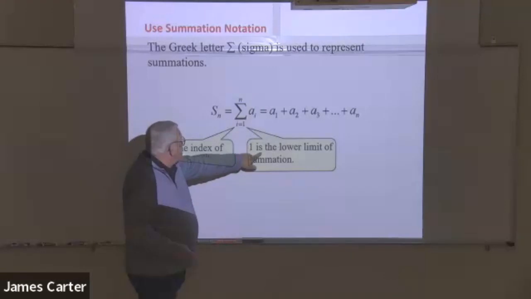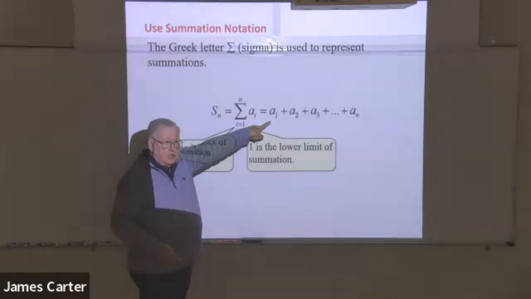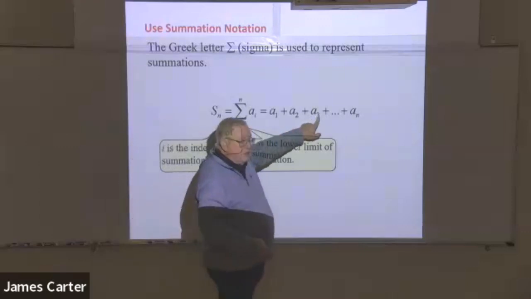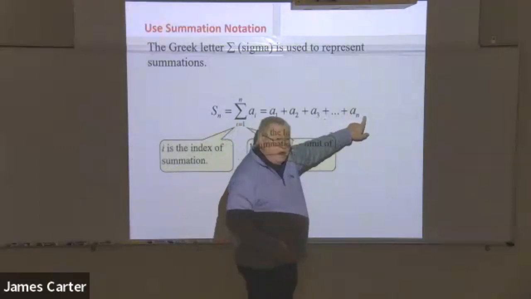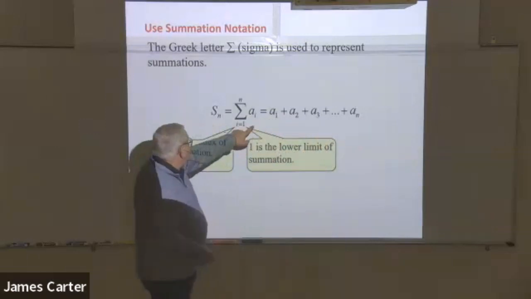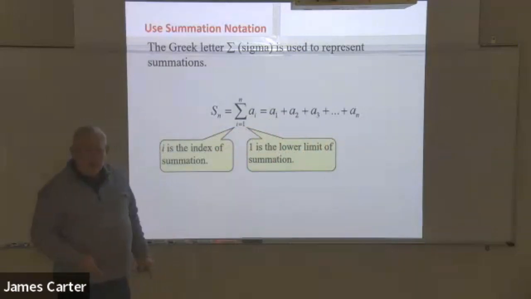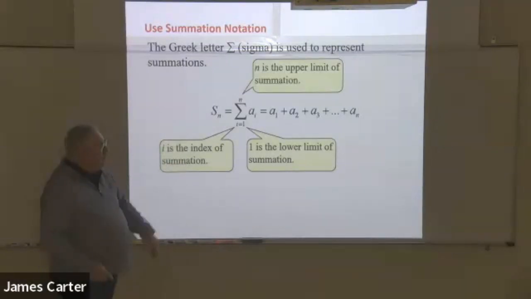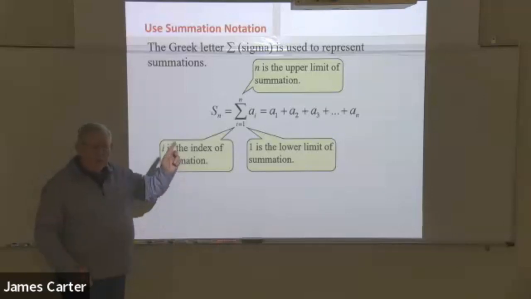The 1 is the lowest number we're going to start with. It doesn't have to be 1. We could start with the third and go to whatever this one is, in which case, if we start with the third, that would be a 3. And then this is called the upper limit, or the highest number of terms we're going to deal with.